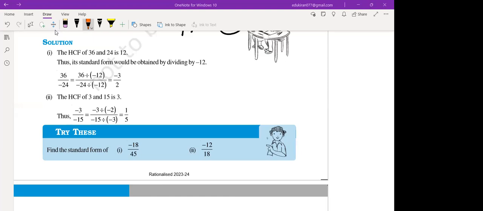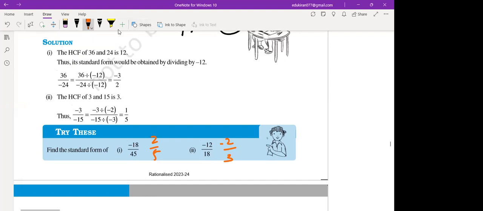Ma'am, can I show the answer? Tell me. Yes, ma'am. For minus 18 by 45, I got the answer as minus 2 by 5. And for this, I got the answer as minus 2 by 3. Okay. How did you get 2 by 3 here? Ma'am, I divided it with the 2 table. Correct, correct. Good.